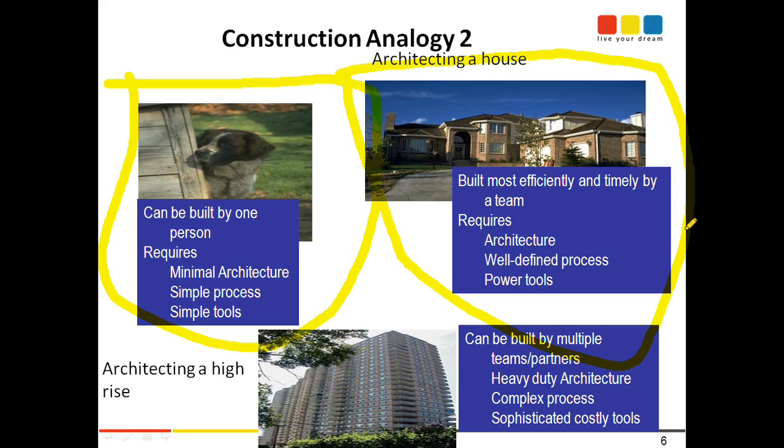Now finally the complex one. Let's say you have to build, architecting a high-rise, what does it require? It requires multiple teams and partners, right? And it needs a heavy-duty architecture and complex process and sophisticated costly tools like cranes, and all those things are required, isn't it? So why I brought this again is, if you are building software, doing a software architecture, it all depends on what kind of complexity of the problem you're addressing.